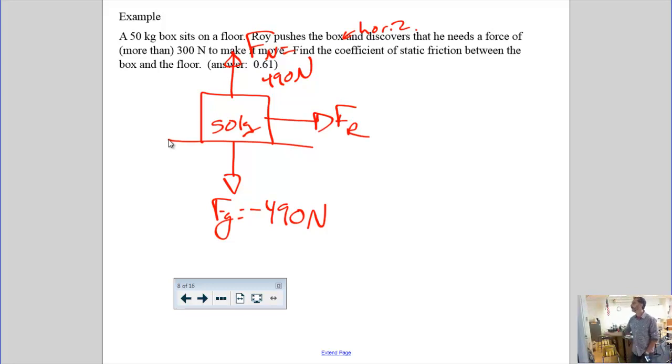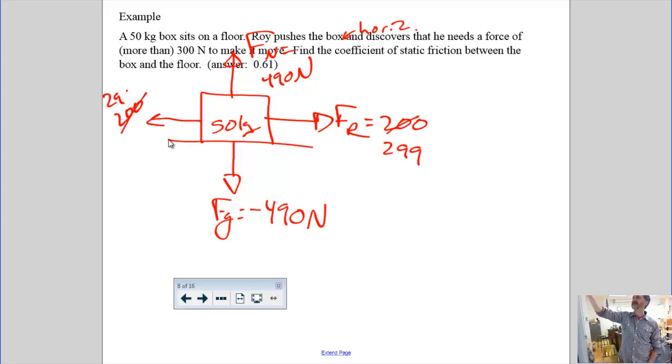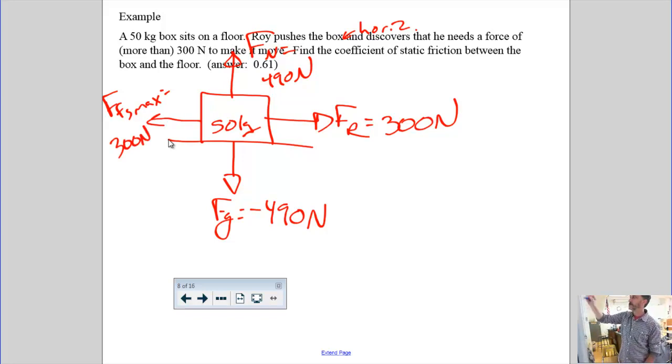So what this is telling me is that if Roy exerts 100 newtons, friction will push back with 100 newtons. If Roy pushes with 200 newtons, friction will push back with 200 newtons. If Roy pushes with 299 newtons, friction will push back with 299, right? And it's saying that he needs more than 300 to get it moving. So it sounds like if Roy exerts anything up to and including 300 newtons, then static friction can exert anything up to and including 300 newtons, right?